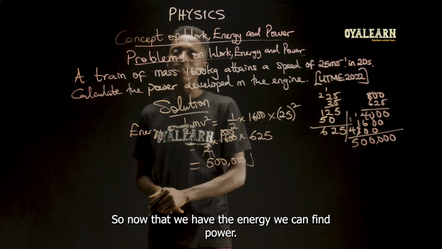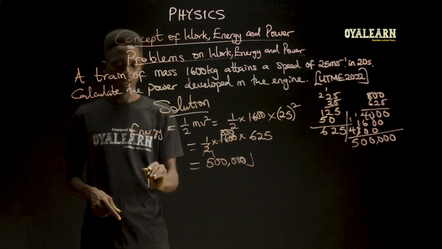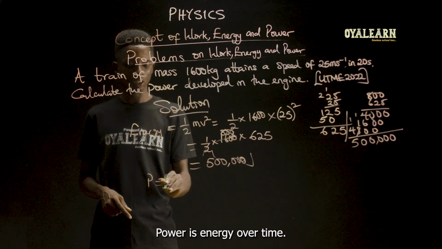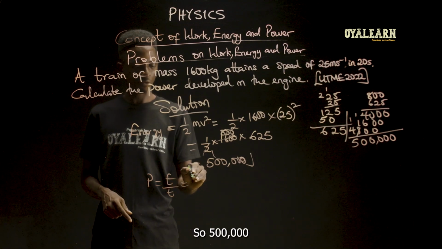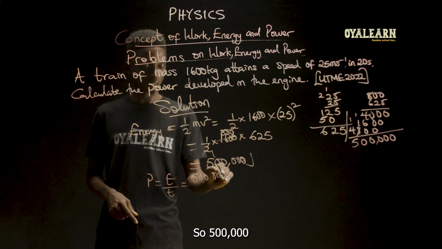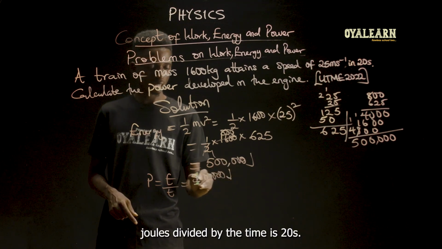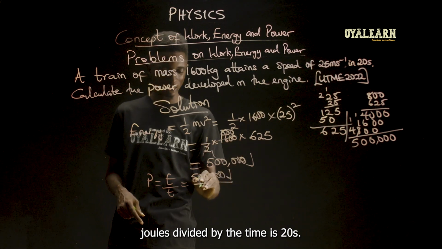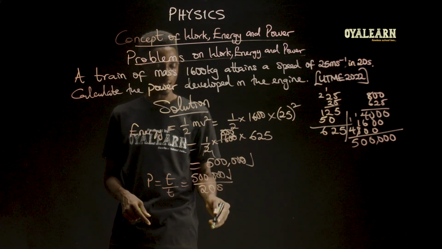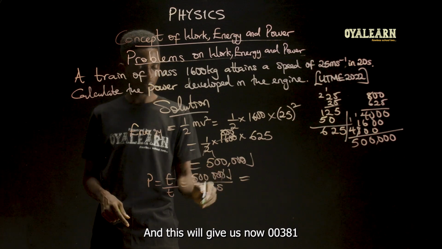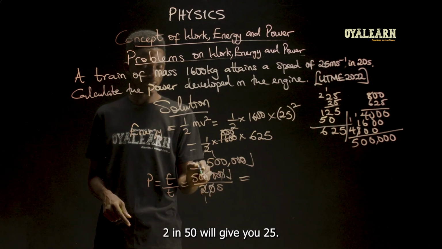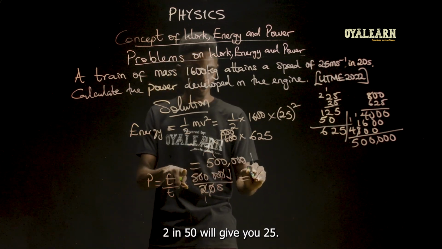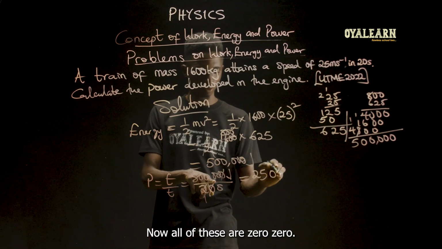So now that we have the energy, we can find power. Power is energy over time. So 500,000 joules divided by the time, which is 20 seconds. And this will give us, now 0 cancels 0. 2 here 1, 2 in 50 will give you 25. Now all of this, that's 0, 0, 0.